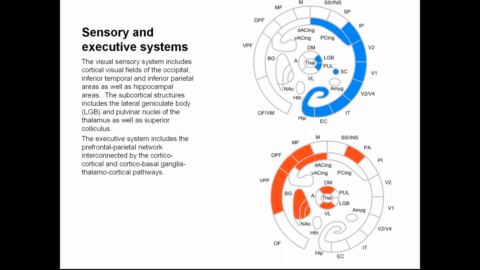And these potentials reflect information flow in different brain systems. And here I show two systems: the sensory system, the visual system of the brain, on the top, and the executive system of the brain at the bottom, which shows schematically the brain areas that are involved in visual processing, and the brain areas that are involved in cognitive control operations.